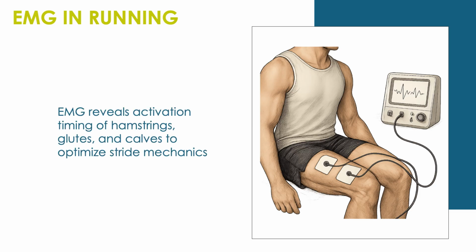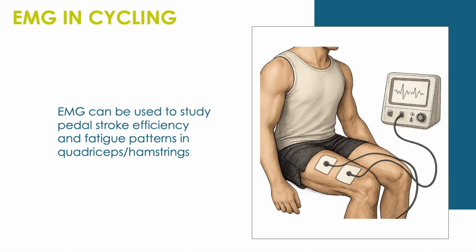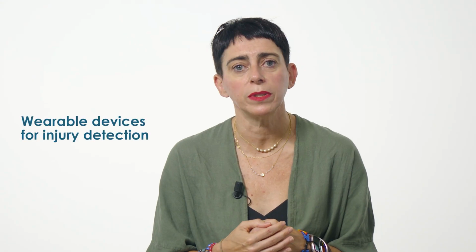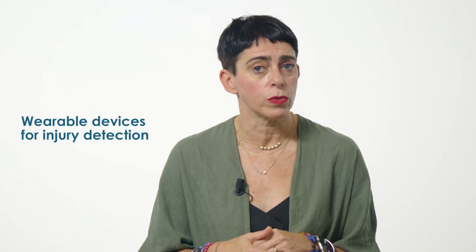The use of EMG encompasses several sports. For instance, in running, EMG reveals activation timing of hamstring, gluteus, and calves to optimize stride mechanics. In cycling, EMG can be used to study pedal stroke efficiency and fatigue pattern in quadriceps and hamstrings. In strength training, EMG compares exercises, for example squat versus leg press, in terms of muscle activation to guide exercise selection.